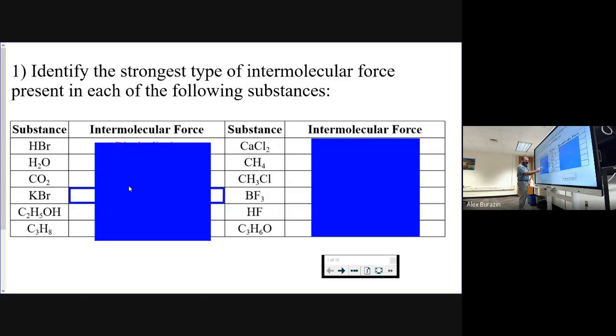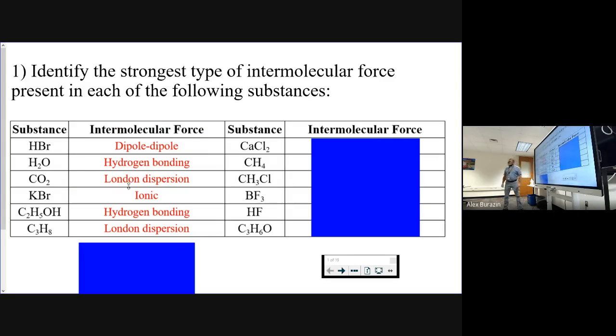Well, here's the answers. So this is dipole-dipole because it's polar. For the next one, we have water. That has hydrogen and oxygen. Oxygen is more electronegative. This is a bent molecule, if we were looking at the shape. It's polar. And it has hydrogen bonding because now I have multiple hydrogens bonded to oxygen. And that's one of the three.